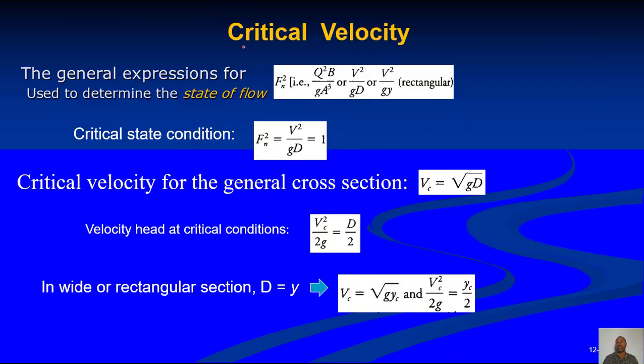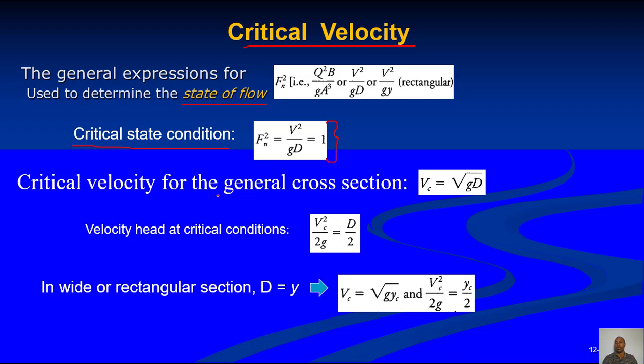So critical velocity, you can just calculate critical velocity. For the general expression for calculation of the Froude number, we know this equation: Fn square is Q square T over g A cube, which for rectangular, T is the top width. Then use it to determine the state of the flow, which is the critical state condition. You can use V square over g D, or square root both sides, V over square root of g D, as in the previous slide.